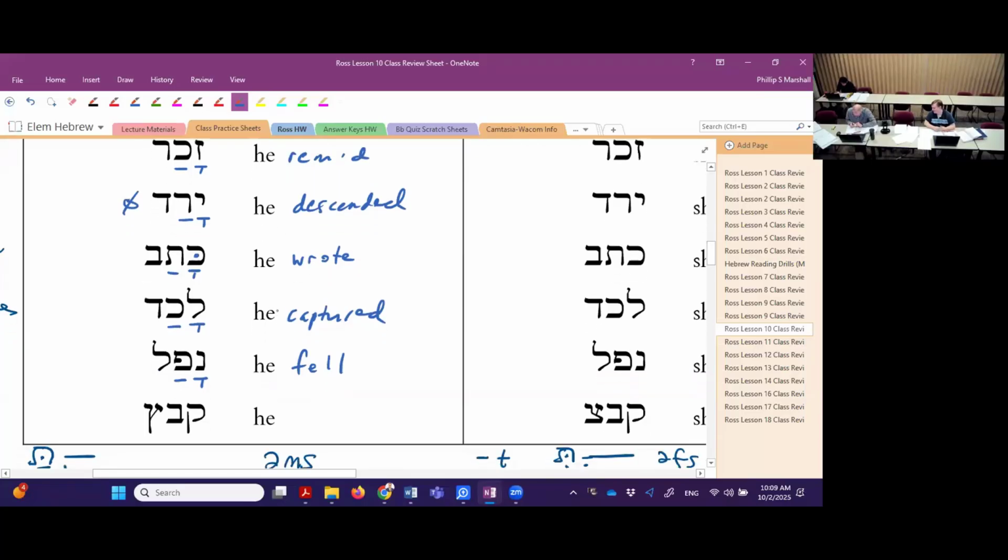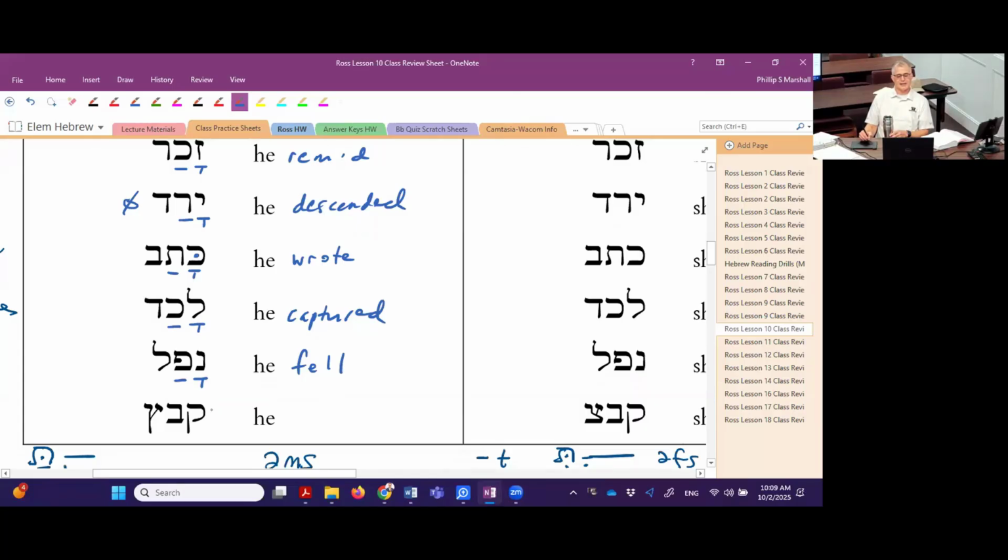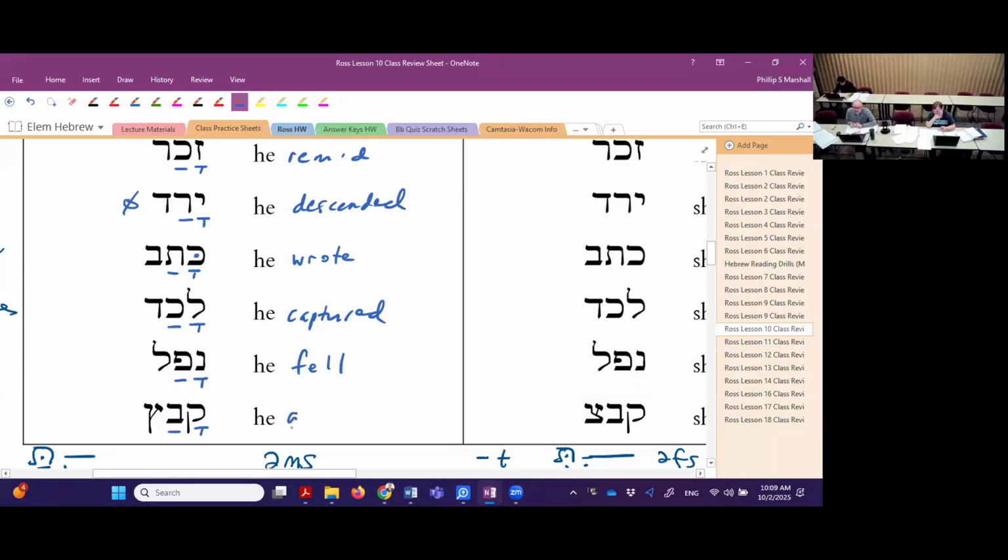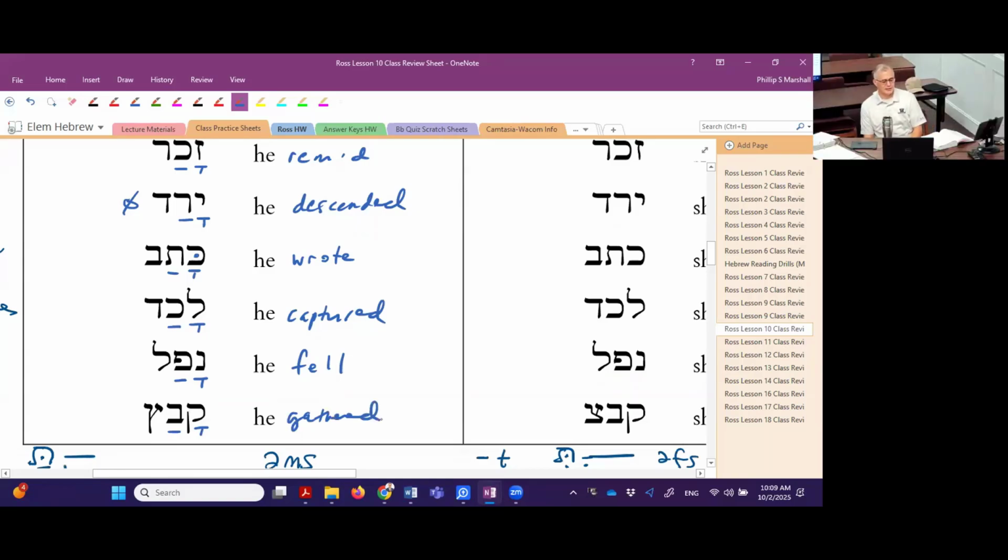And then finally, qof, bet, tsade. What are the vowels that are going to go here? Qamets and Patach. Good. And anything with tsade? Nope. Not for 3MS, he. So he what? Gathered. He gathered. All right, so shall we read these?